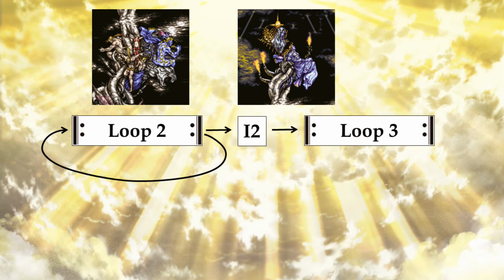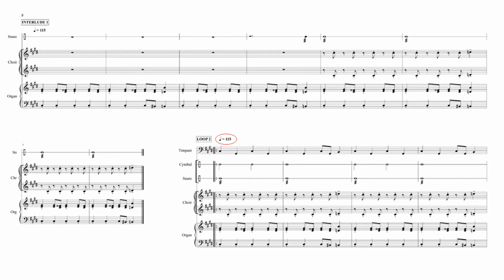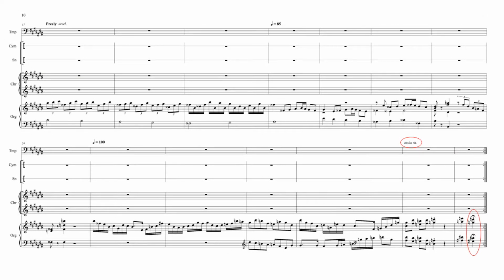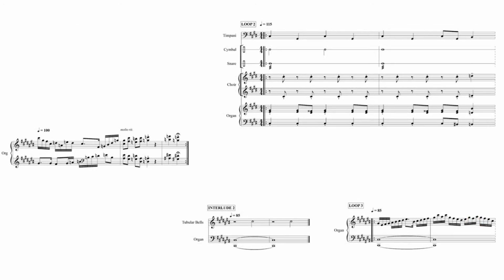third loop. The start of loop 2 has a BPM of 115, while interlude 2 is in 85 beats per minute. But ending with a huge ritardando solves this, and both of the pathways sound like a restart of the tempo.